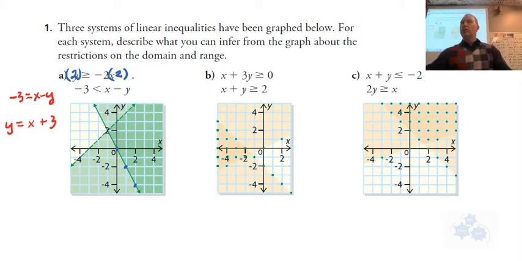Is 2 greater than or equal to negative 4? Yeah, a positive number is always bigger than a negative number. So this is going to be in the feasible region. That's great. Arrows here. Okay.